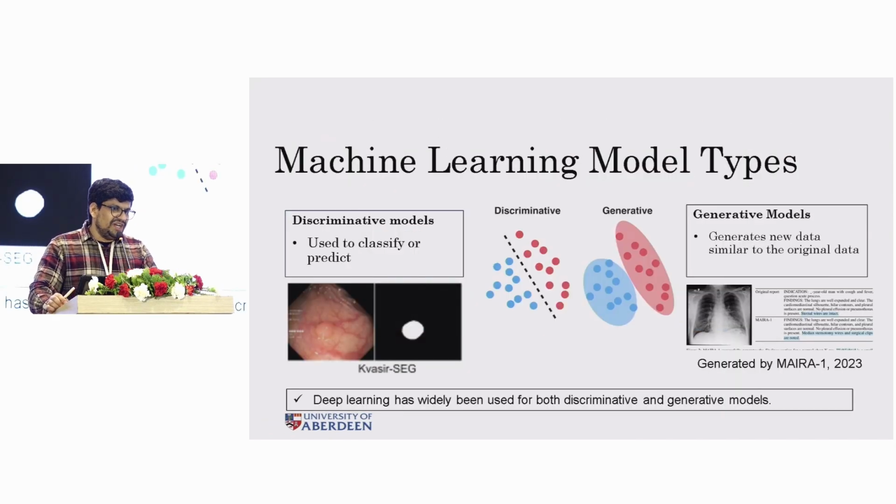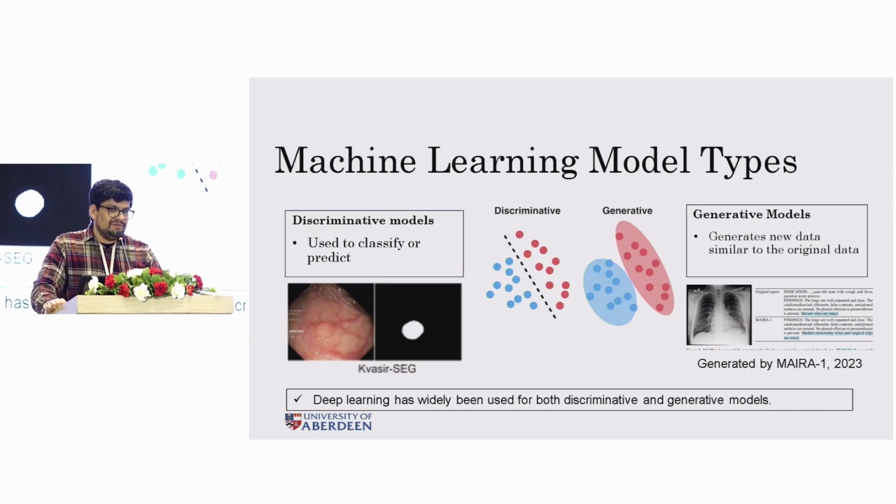So there are various types of machine learning, right? One of them is called discriminative models. A discriminative model takes data, which can be in the form of images, text, or time series, and predicts the category. It can be a disease category, or the pixels on an image. You can see on the left-hand side a GI image from an endoscope. It also predicts where these polyps are, the pixels.